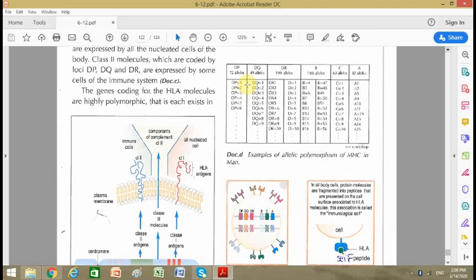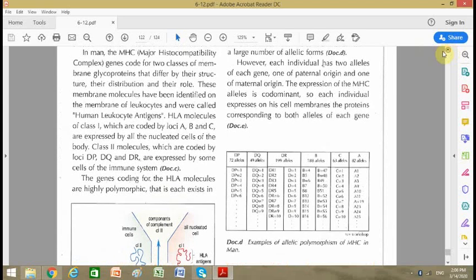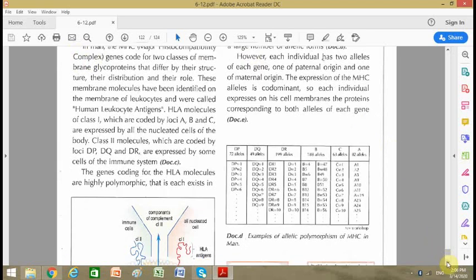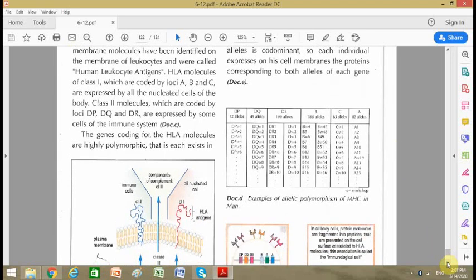MHC stands for major histocompatibility complex, while HLA stands for human leukocyte antigen. This is the human leukocyte antigen and this is the MHC, major histocompatibility complex. So as you see, it's very hard to find two individuals, it's even theoretically impossible to find two individuals which have all of their MHC genes identical, except if I'm talking about identical twins.